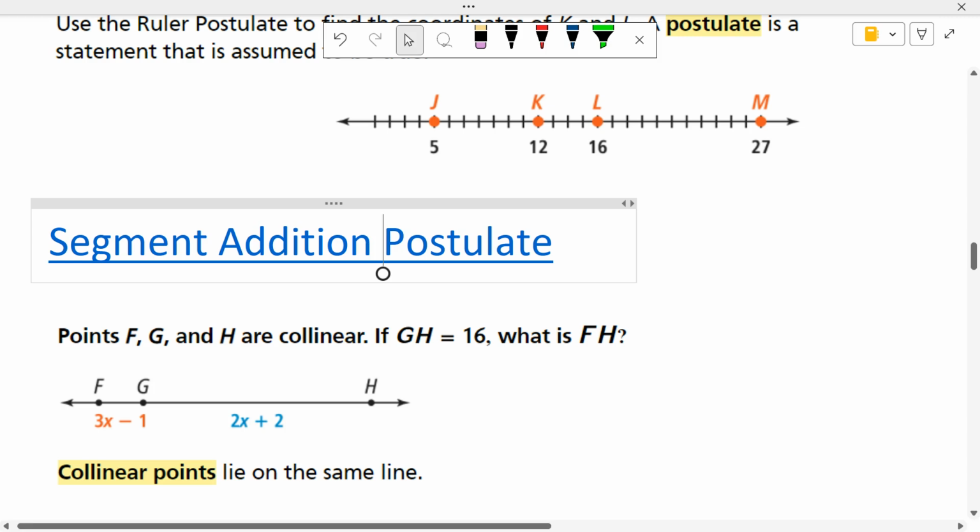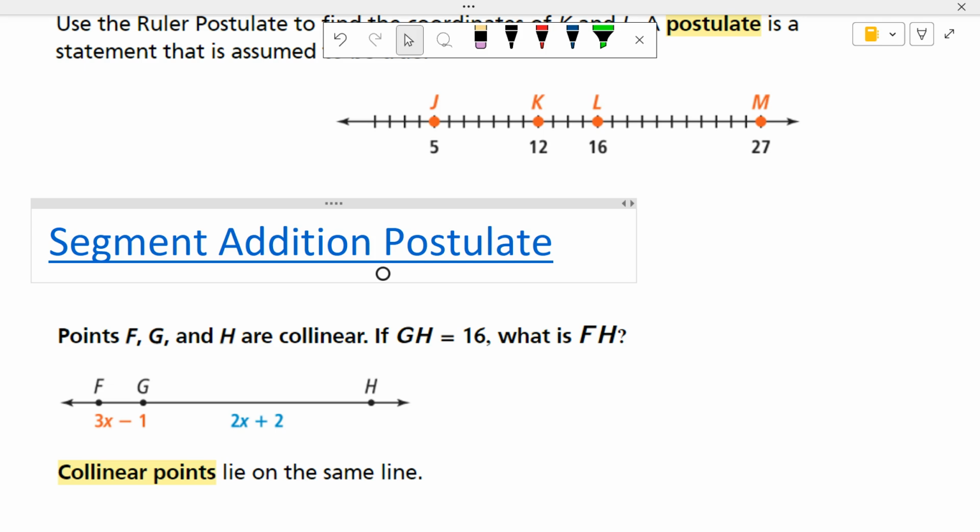The segment addition postulate says this. We take segment JK and segment KL and add them together to be segment JL. If they're all part of the same segment and there's not an angle going on, we can have two segments together to make a whole segment.